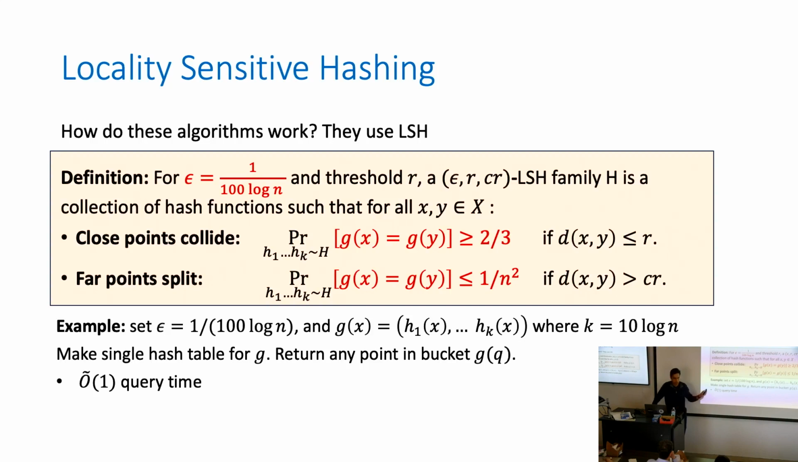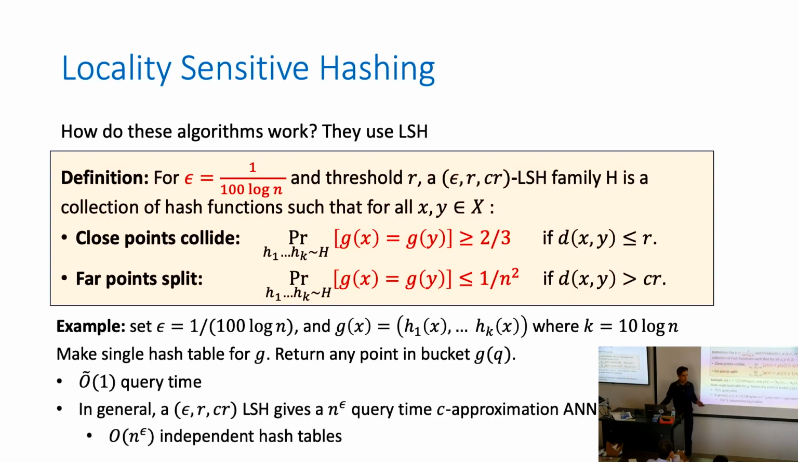But so this actually is a bona fide algorithm. If I handed you such a hash function that has these properties, it turns out in general there's a general reduction. If I gave you an epsilon, r, c times r LSH function with these parameters epsilon and c, then you can get an algorithm for nearest neighbor search that runs in n to the epsilon time and has a c approximation.